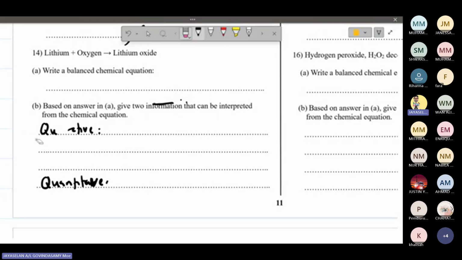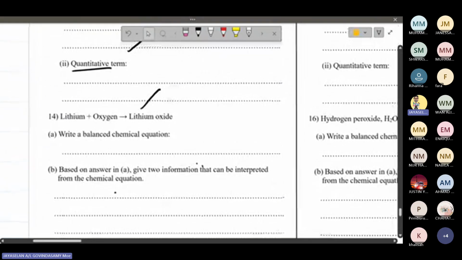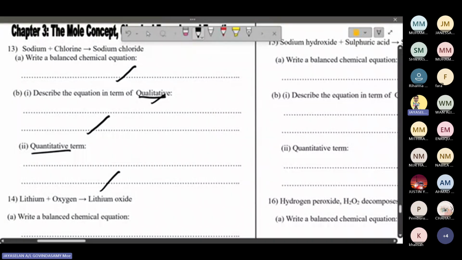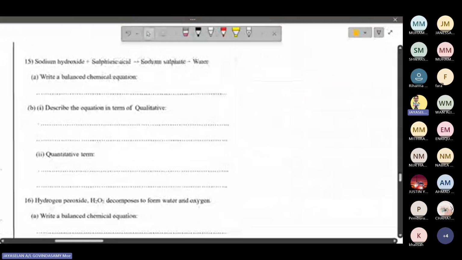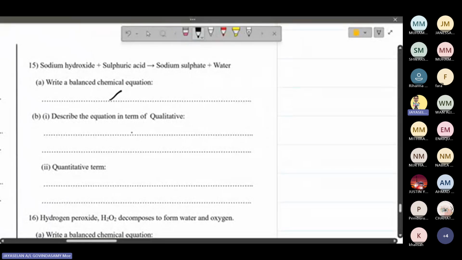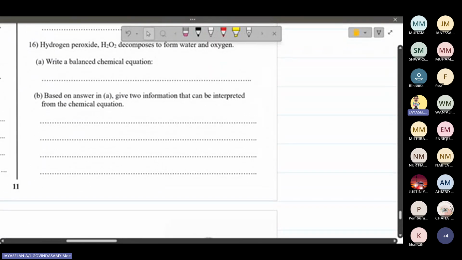Okay, so one I give like this. In SPM it will come out like this. Sometimes it comes out like this, sometimes like this. So don't be afraid. You all do this, the same method you all apply here. So I put one more question, qualitative, quantitative. Then I change the question. Both are the same, so you all do it. Okay, look.